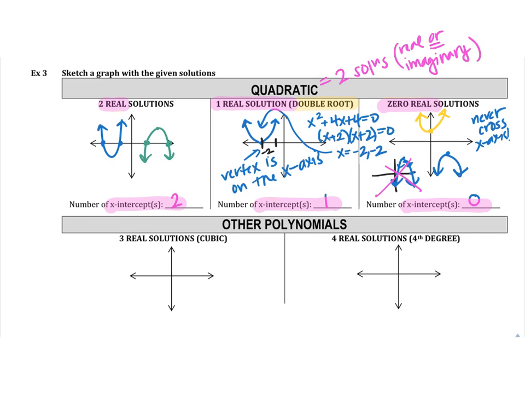Okay, and if I talk to you about other types of polynomials, so what if I said graph a cubic with 3 real solutions? That just means we'd have a cubic with 3 x-intercepts. So maybe something like that. So I'd have 1 solution, 2, 3. Or a 4th degree. So 4th degrees look like W's. So if I go like that, 1, 2, 3, 4. Okay?